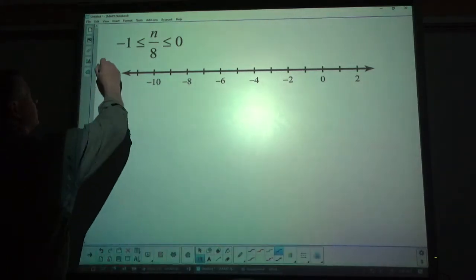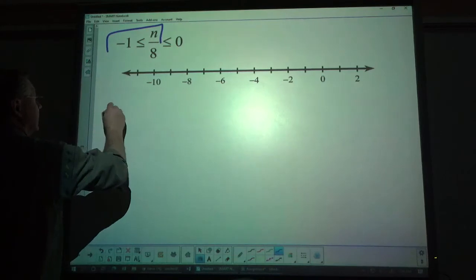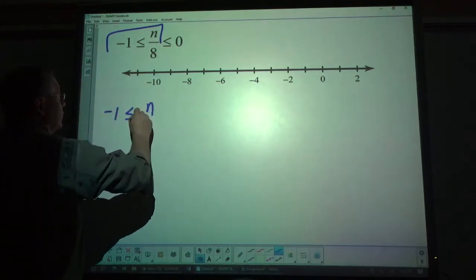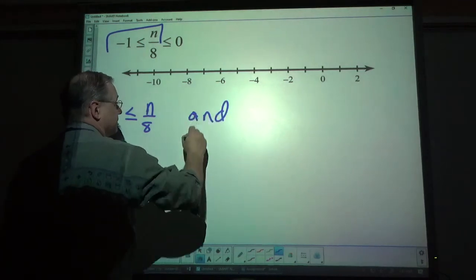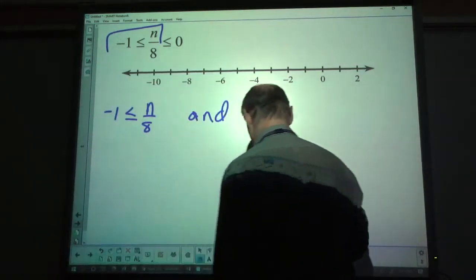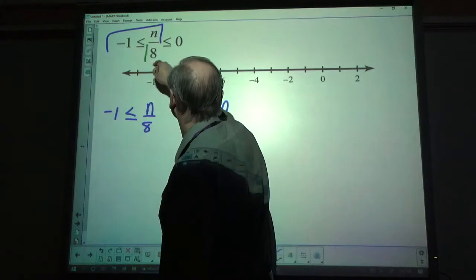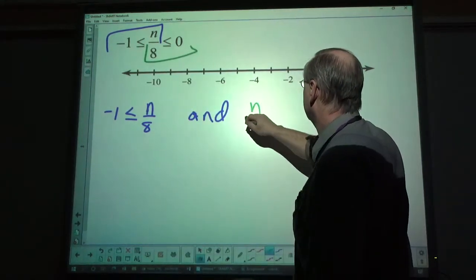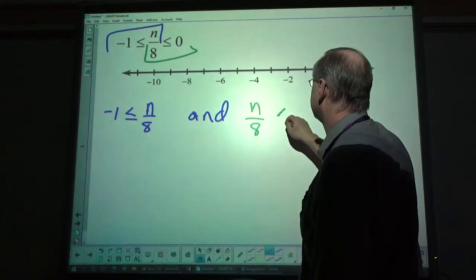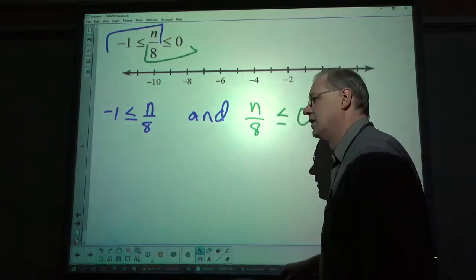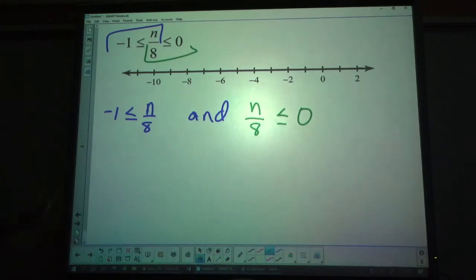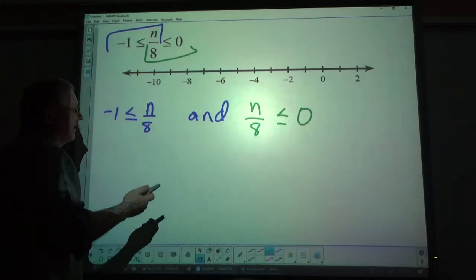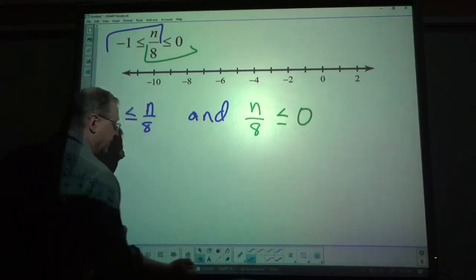All right, so the first up to there, negative 1 less than or equal to n over 8, and let's do the other side from here over. N over 8 is less than or equal to 0. These symbols are usually the same symbol, and it's typically less thans, but it doesn't have to be. I like it that way. I think it's best that way.